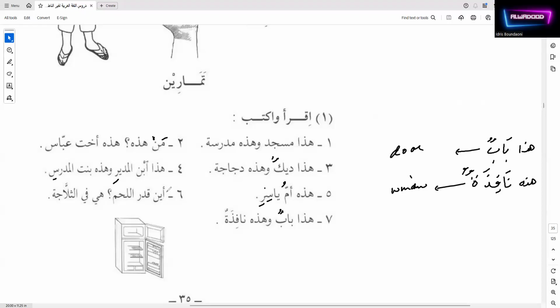And then we have أين قدر اللحم. Where is the pot of meat? Here في الثلاجة. It is in the fridge. Remember we talked about the difference between huwa and hiya. Huwa is he is or it is. And hiya is she is or it is. So qidr al-lahm. Qidr is a feminine object. So we have to say hiya في الثلاجة. It is inside the fridge. في in.